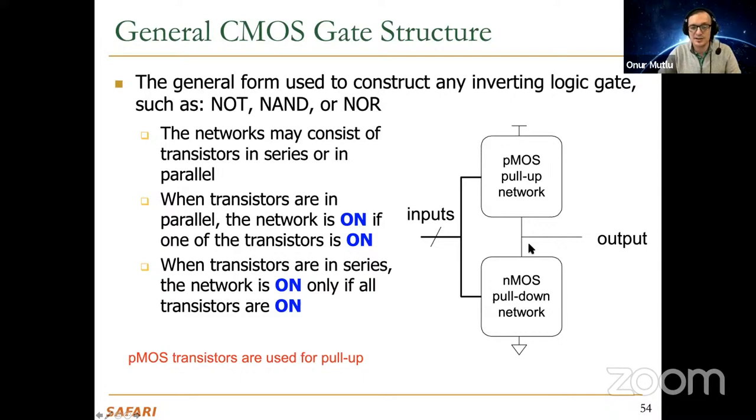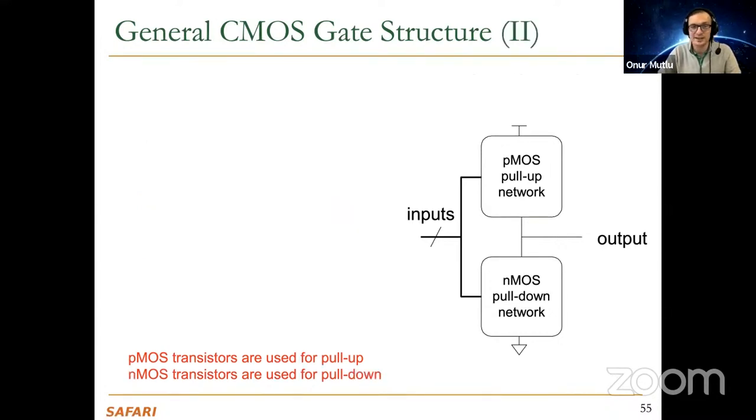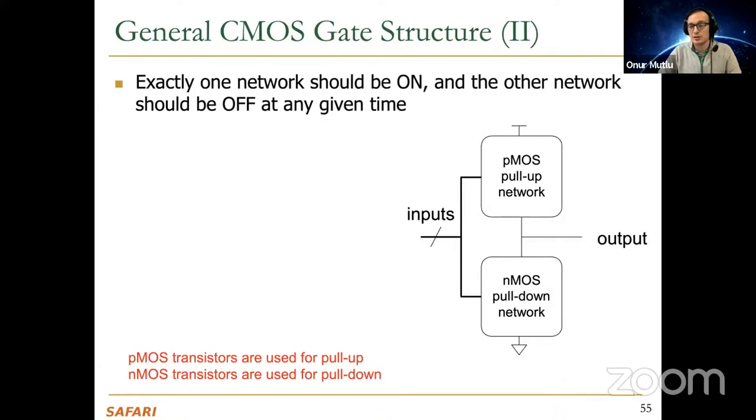And as I said, PMOS transistors are used for pull-up and NMOS transistors are used for pull-down because they're better at doing that. So for this to work, exactly one network should be on and the other network should be off at any given time. So this should be on, or this should be on. If both of them are on, that's not good. The output is, you don't know what it'll be, right? You may have a not good value. If both of them are off, then you have a floating value in the output, right? So hopefully that's clear.